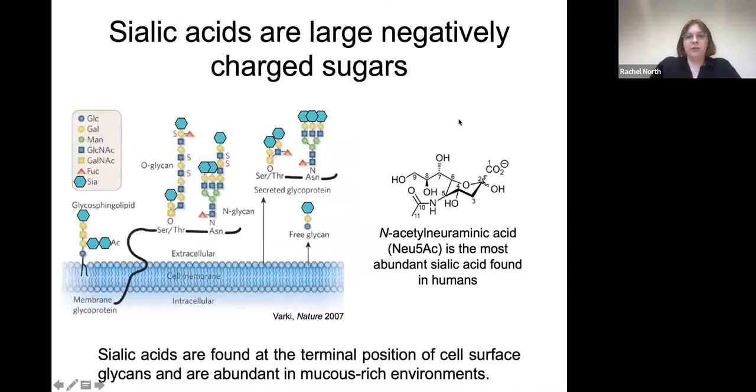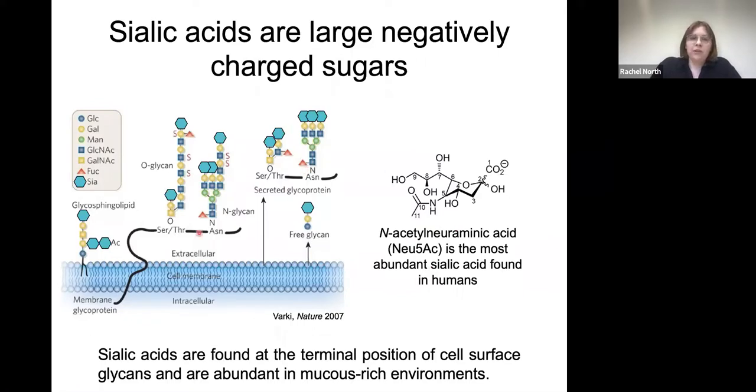Okay, and just to give you some background for what I'm going to present today, we'll start with sialic acids. So sialic acids are really large, negatively charged sugars. They're a really large family, there's over 50 structurally distinct types of sialic acid. And the most common sialic acid is shown over here on the right-hand side. And this is known as N-acetylneuraminic acid, or you may have also heard of it as Neu5Ac. And this sialic acid is ubiquitous across all organisms, and it is the most abundant sialic acid found in humans.